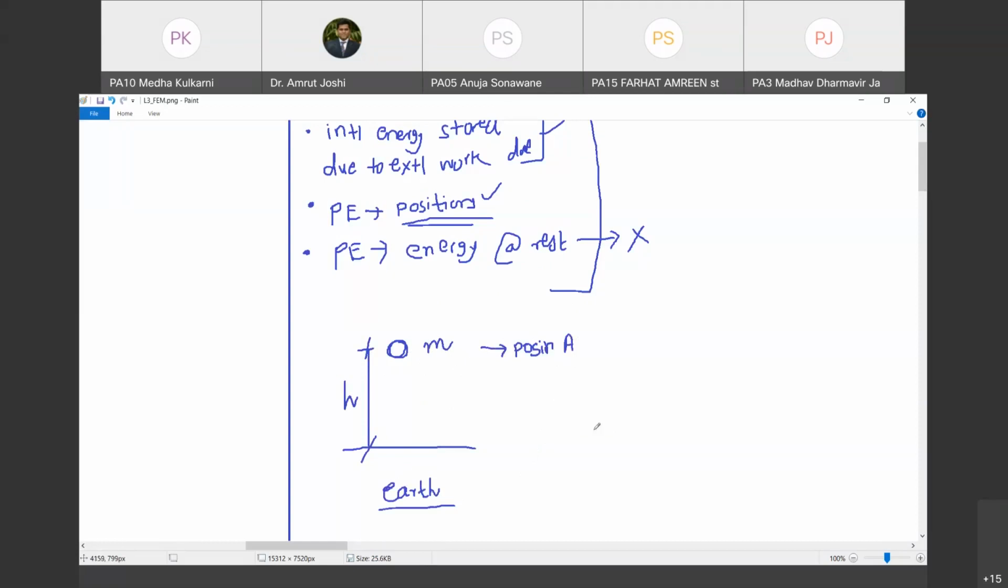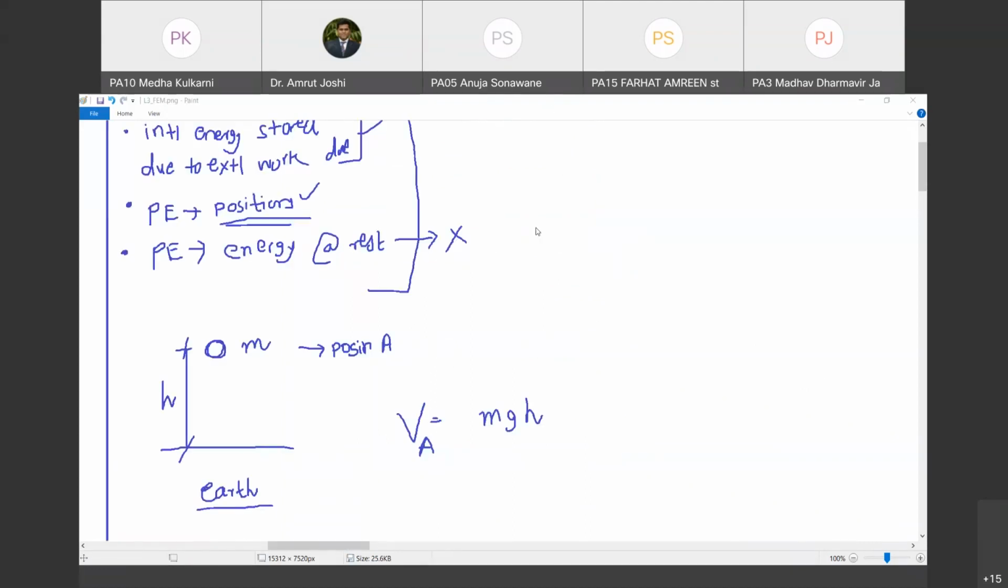Typically, the potential energy is represented by notation capital V. So potential energy associated with the ball at position A, can you tell me how much is that? Please type your response in chat box. Yes. Go ahead. I am waiting for an answer. So most of you have answered the potential energy at position A of mass m is mgh.